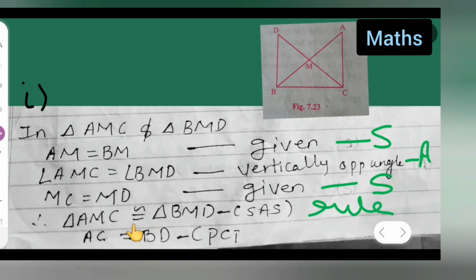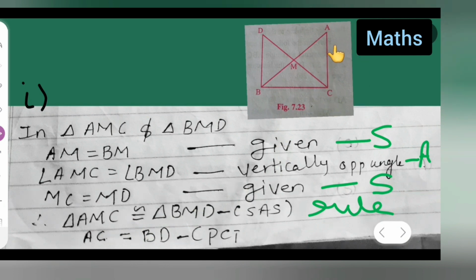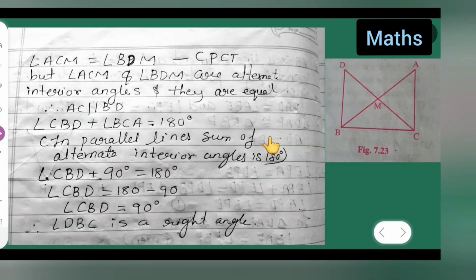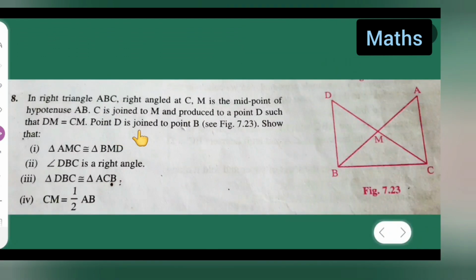Now therefore you can say that AC is equal to BD, that is, corresponding parts of congruent triangles. AC is from here, A and C, and BD, B and D, are the corresponding parts of these congruent triangles. The reason I also gave you all. Next, let me turn the page. Now we are done with the first part.